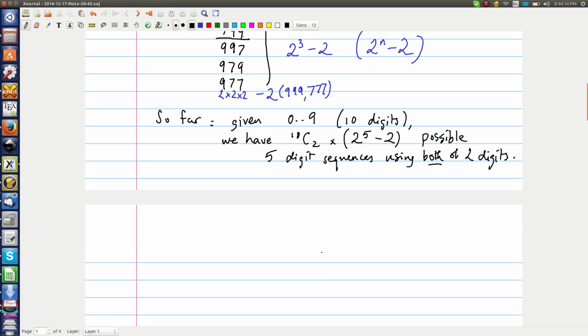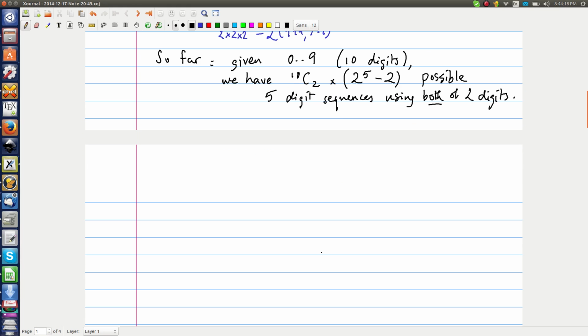So why is that not the final answer? Well, very simple. The problem with that calculation is it includes numbers which start with a 0. For example, this. So this is not a valid solution to the problem because it's not actually a 5-digit number.